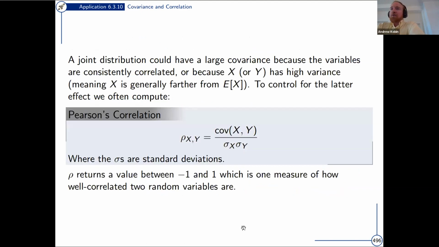A joint distribution could have large covariance if the variables are dependent, or in other words, correlated. But they could also have a high covariance if the variables are dependent and there's a high variance in either of the variables individually. So there's a way of controlling for this. And again, I just want to throw these concepts out there so that you've seen them at least once. But we won't go too deep into any of these.